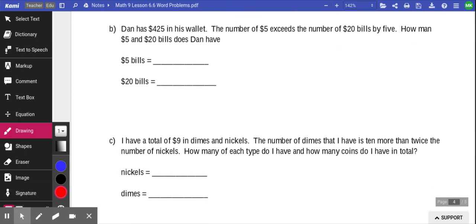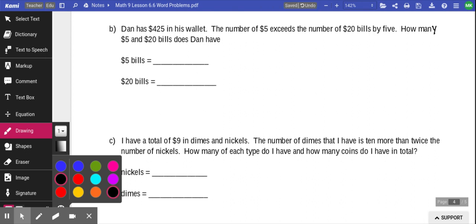All right, B. Dan has $425 in his wallet. The number of 5s exceeds the number of 20s by 5. How many, I should say, how many $5 and $20 bills does Dan have? Okay. We don't know how many $5 bills they have. So I'm going to say x equals $5 bills, y equals $20 bills. So I gave you a letter to represent how many of each.